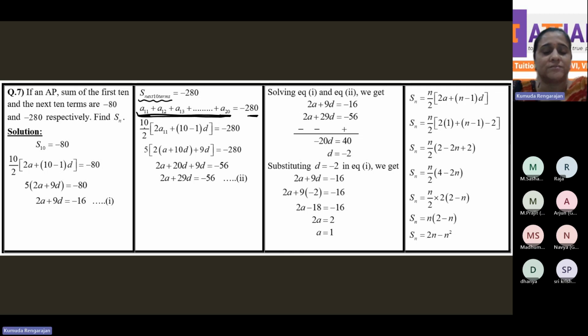So n is 10, 10 by 2 of 2a, where a is the first term in this sum. So 2 into a11 plus n minus 1, and there are 10 terms here, so 10 minus 1 into d. What is a11? A plus 10d. So 2 into a plus 10d, plus 10 minus 1 is 9d, is equal to minus 280.